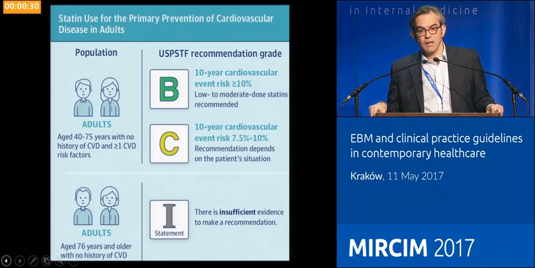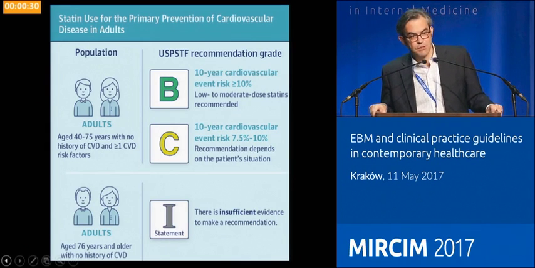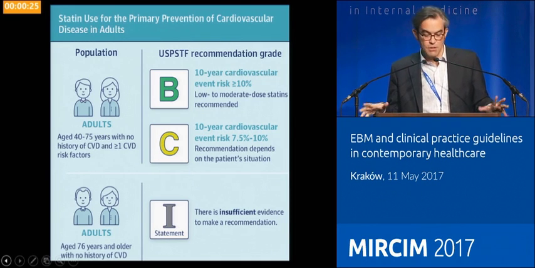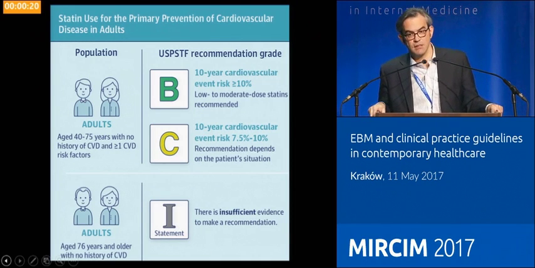If you were to have followed the guideline directly, perhaps you would have chosen not to engage the patient in shared decision-making, and you said, you know, Mr. Jones, just take the medicine, or in the case of Mrs. Jones, just take the medicine.